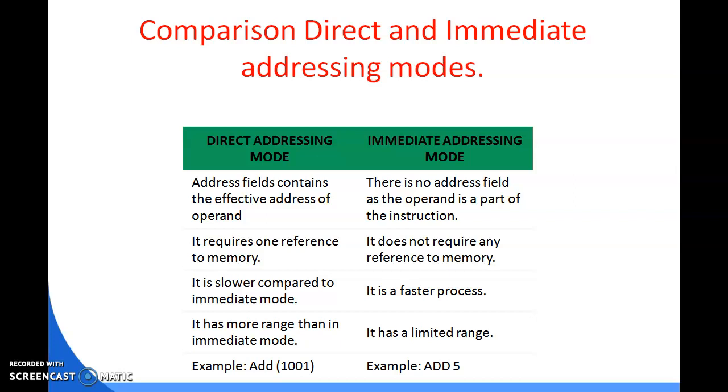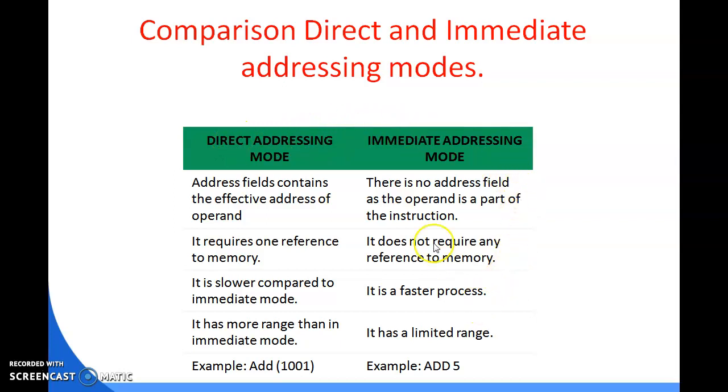Immediate addressing is a faster process because there is no reference address. Where the instruction, that means the operator, is stored, the operand or data is also stored in that place, so there is no need to access it separately. Next, direct addressing has more range than immediate mode. What is the main advantage compared to immediate addressing? Immediate has limited range. This last point is the main difference between direct and immediate, because one person questioned that if it is a faster process, why go through the slower process?